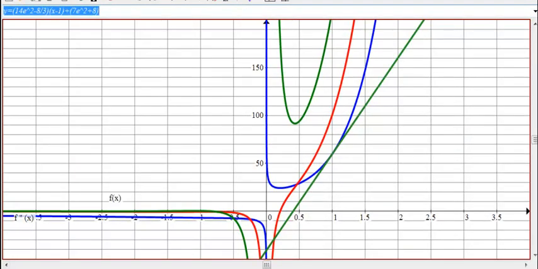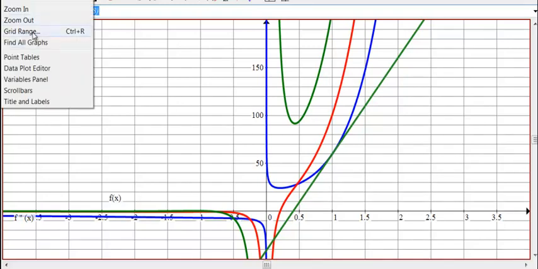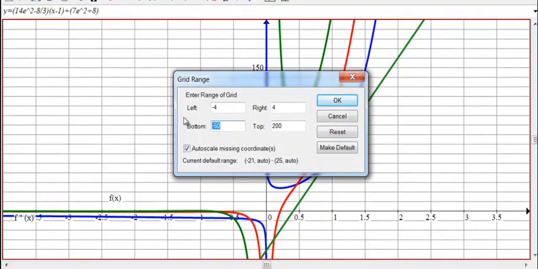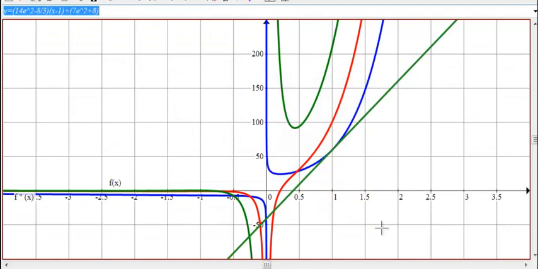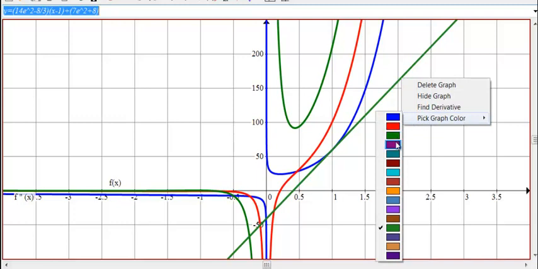Let's go a little. That's better. That's a lot better view. Let's go a little bit further down. We'll go negative 100 and then maybe 250. There we go. That's not bad. Let's get this tangent line a different color.